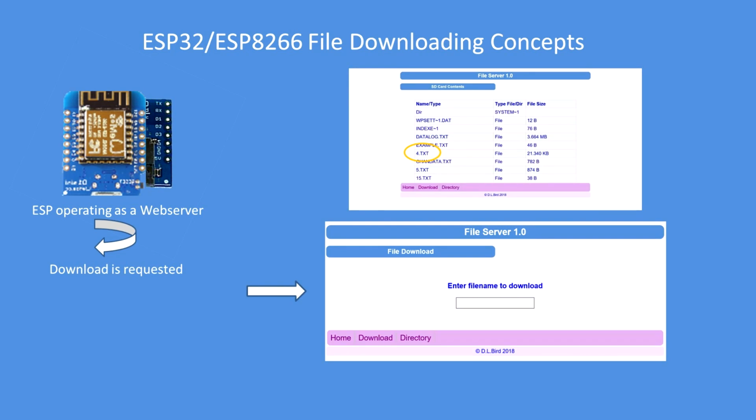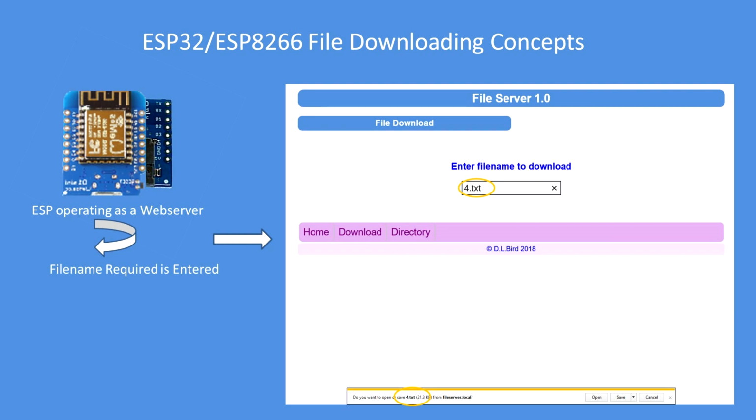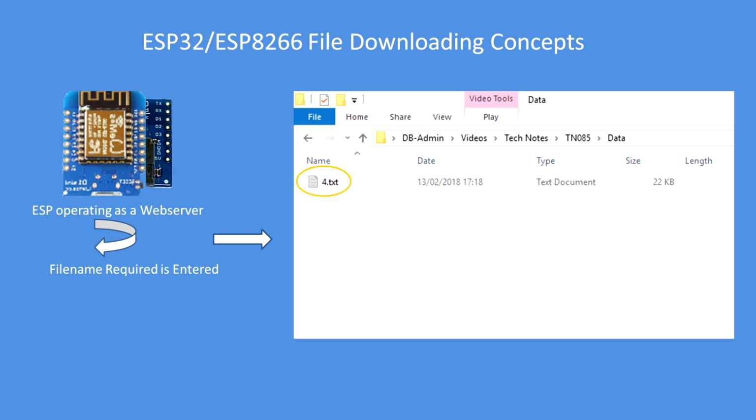Next, I've selected the 4.txt file and I've selected the download option, either from the bottom command line or from one of the buttons in the center of the screen, and it's expecting me now to type in the file name. Here I've entered the file name I wish to download, 4.txt, and I've pressed enter, and now it's saying, do you wish to open or save the file? I'm going to save. If I'm going to do save as, and at the end of the operation there's the file downloaded to my folder, the temporary data folder. So there you are, it works.